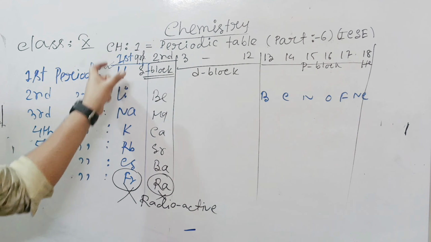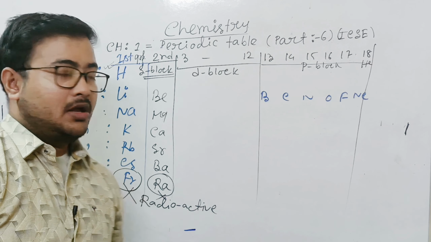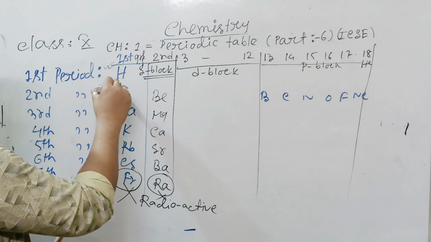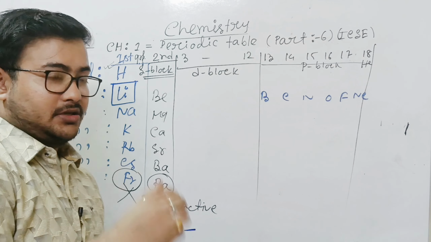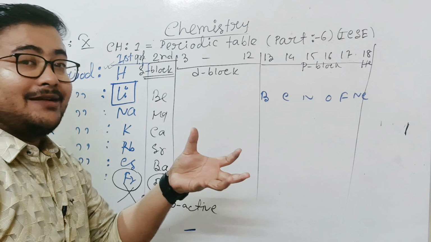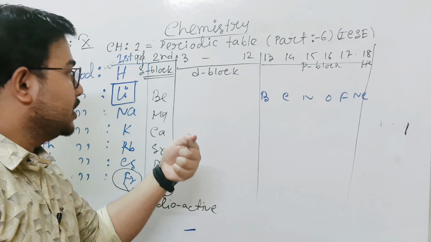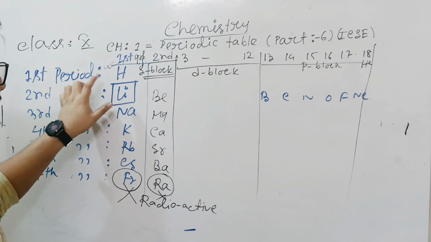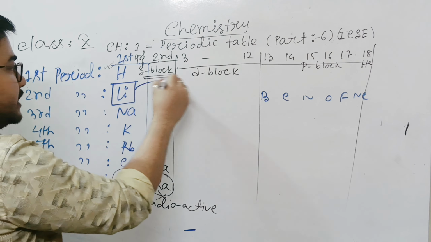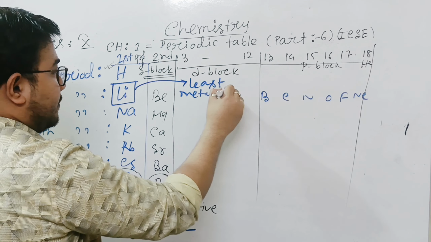Okay, so tell me, in the first group which one has the least metallic character? Obviously lithium, because lithium has a small radius, so there is a very huge attraction by the nucleus towards the outermost electron, so it cannot lose the electron. So as you move column wise downwards, lithium has the least metallic character.